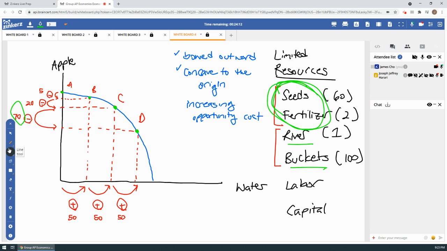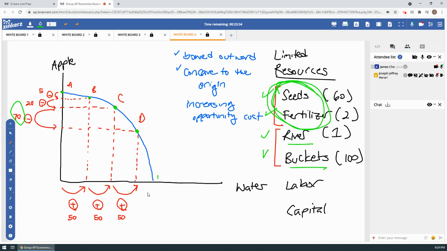Same idea if we go the other way. If we're just making water now, you're using all your river and all your buckets. I don't know why, but you're also using all of your seeds and all of your fertilizer, because we want to be on the PPF curve. But as you first start to make apples, for sure the first resources you're going to move over are the seeds and the fertilizer. That means your opportunity cost in terms of lost water is not going to be all that big, because you're moving over the resources that really weren't good for making water in the first place.